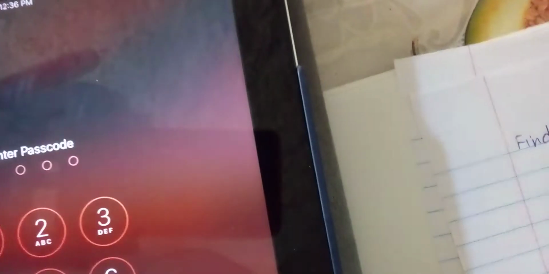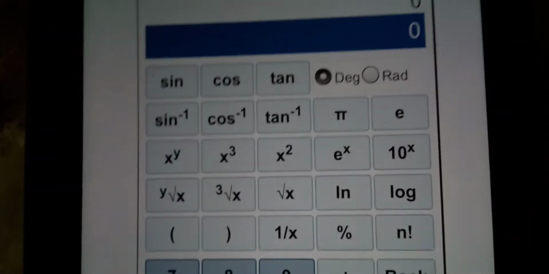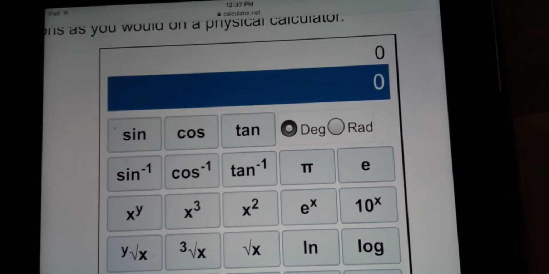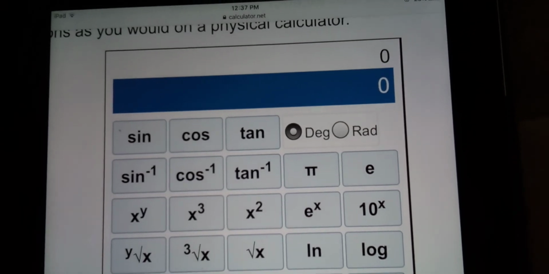I take it that everybody knows the sine key on the calculator. If you don't know, I will show. Sorry about me not having my calculator. I ended up forgetting it at school, and I'm home right now.